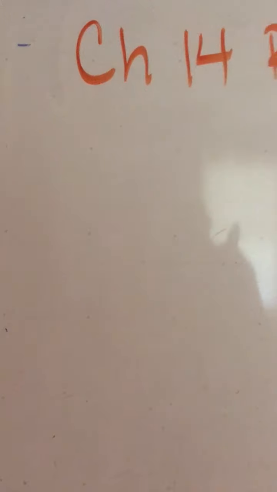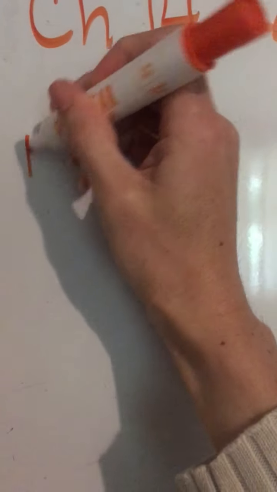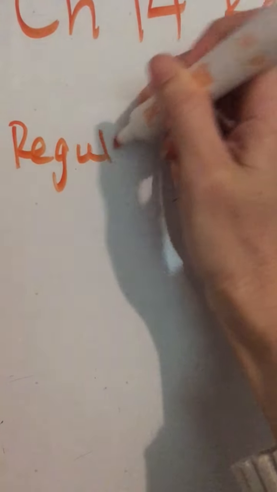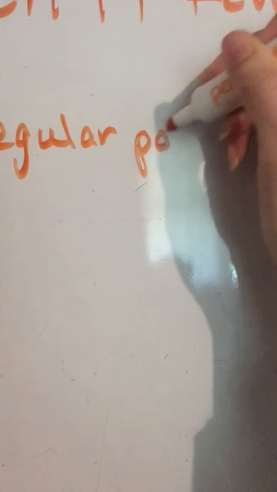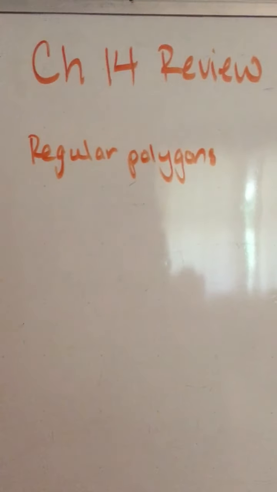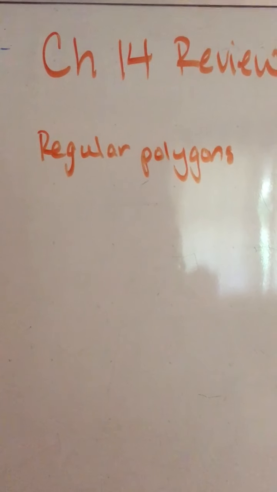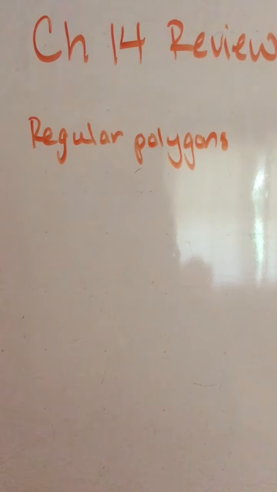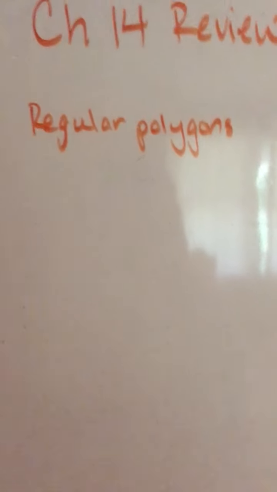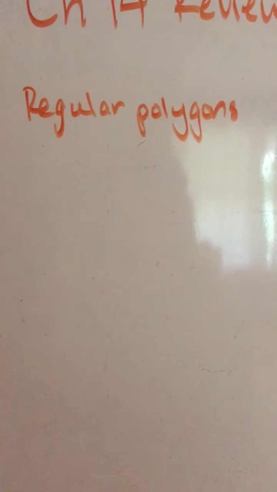Okay, so things you want to remember: regular polygons. You need to remember what makes a polygon a regular polygon. A rectangle is not a regular polygon. A square is. You should know why that is so.